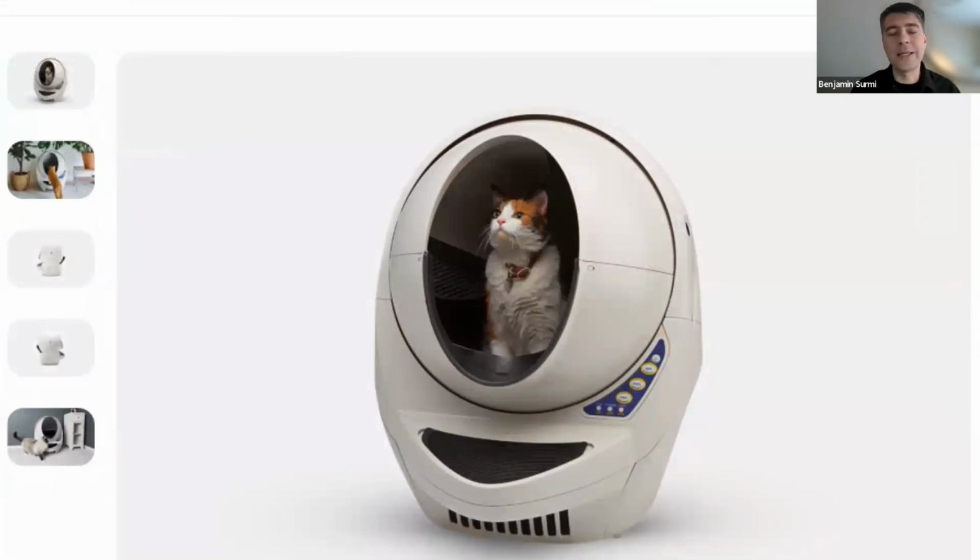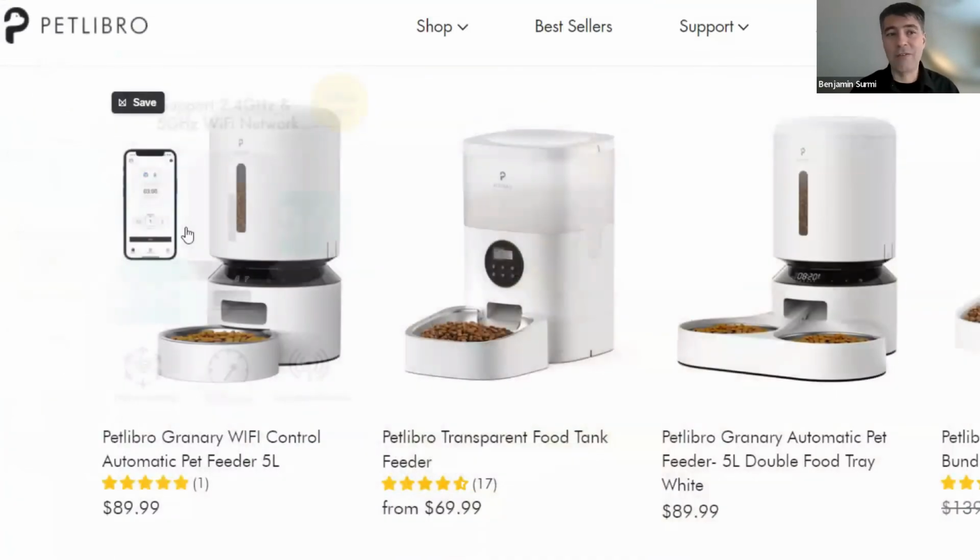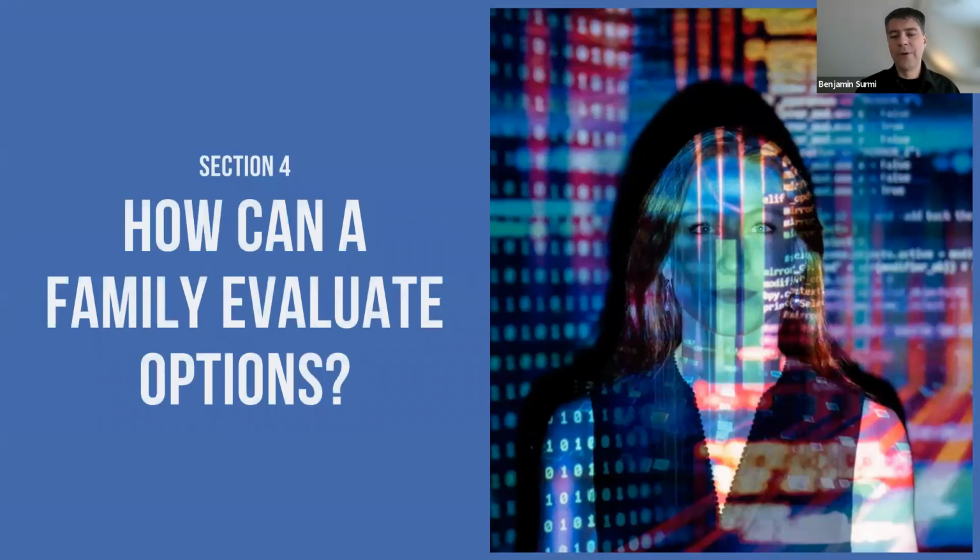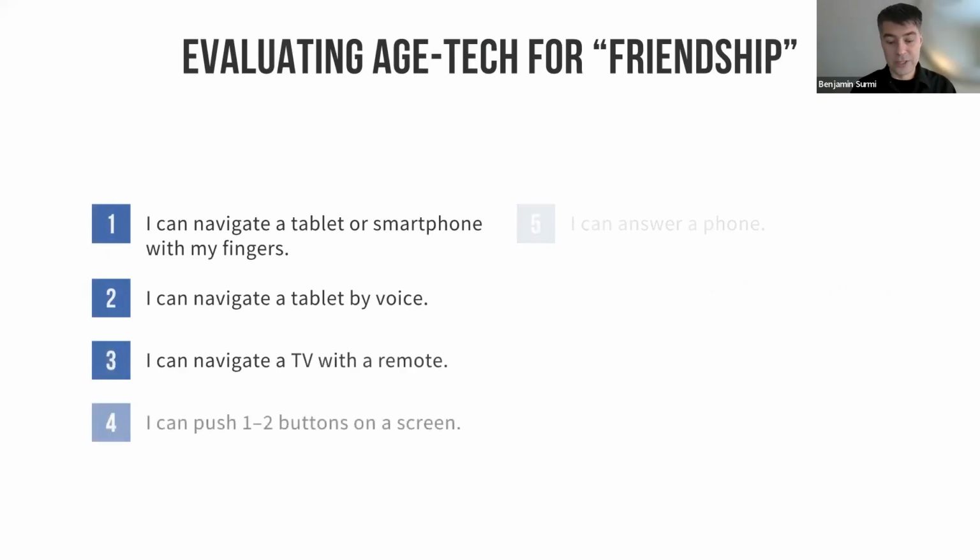So once a week is enough versus every day or every other day, right? Petlibro also offers Wi-Fi enabled devices where you can see how much food they've got, when it needs to be changed, etc. So how can a family evaluate all the options that are out there?